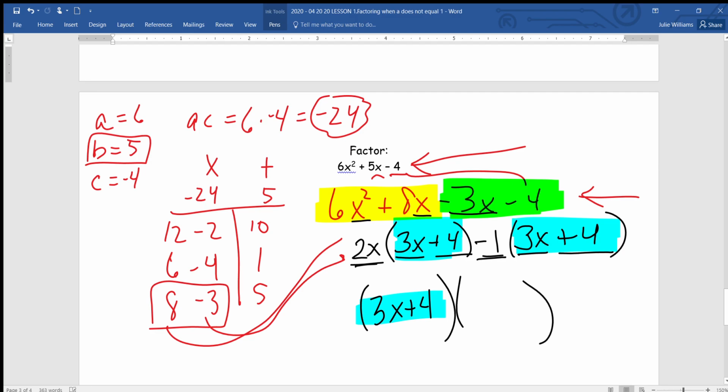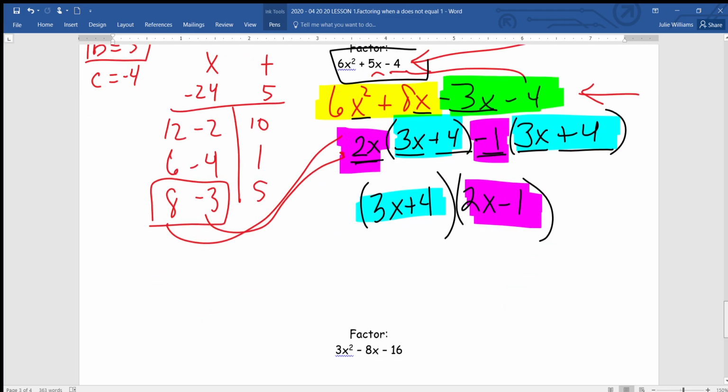Okay, my other factor is going to be right here. So it's going to be 2x minus 1. If you were to multiply that out, you would get what we started with.